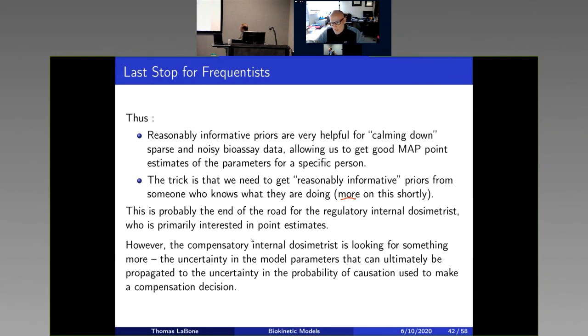However, the compensatory internal dosimetrist, we're looking for something more. We'd like to know the uncertainty in the model parameters that can ultimately be propagated to the uncertainty in the probability of causation that's used to make the compensation decision. It becomes more of a probabilistic question. It's not a deterministic yes/no question as it is in the regulations.